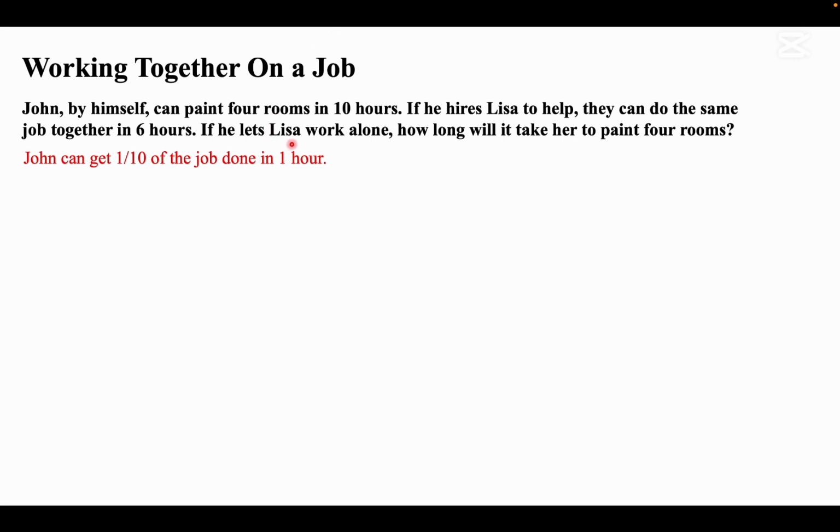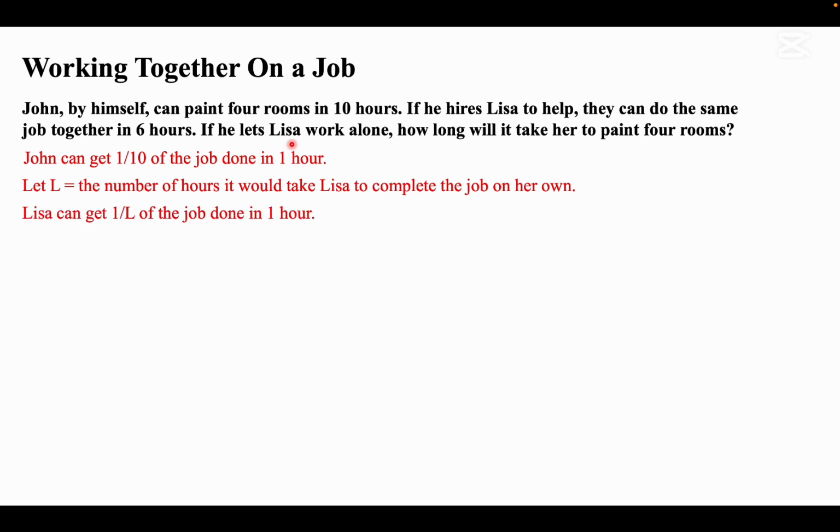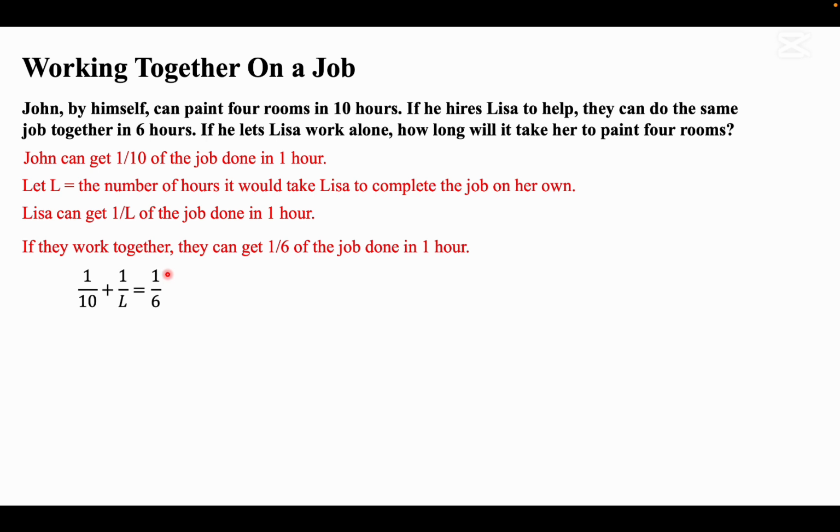As for Lisa, we don't know how long it takes her to complete the job alone. So we're going to let L be equal to the number of hours it would take Lisa to complete the job on her own. From that, we know that Lisa can get 1/L of the job done every hour. We also know that if they were to work together, they can complete the job in 6 hours, meaning that they can get 1/6 of the job done every hour. So the equation that we get out of this is that 1/10 plus 1/L equals 1/6.